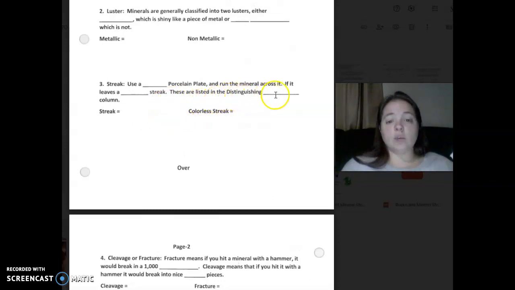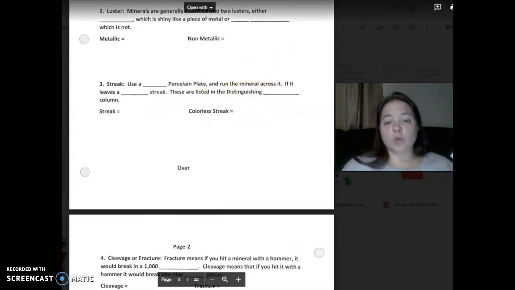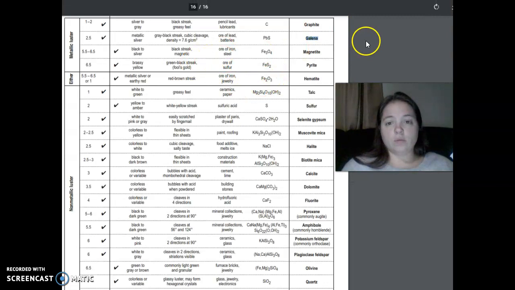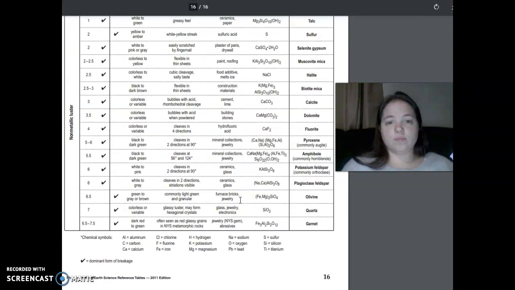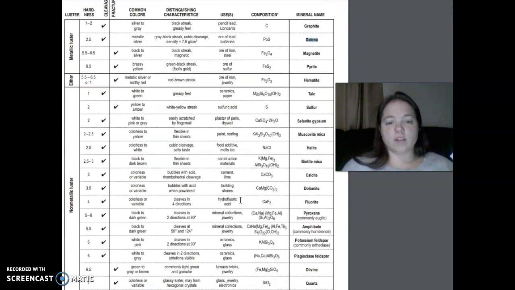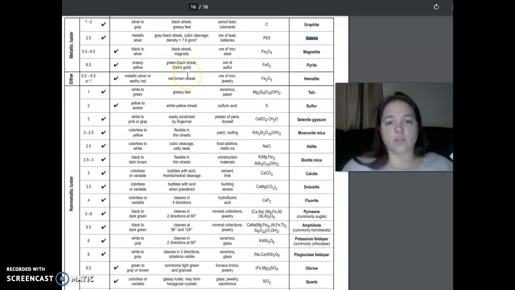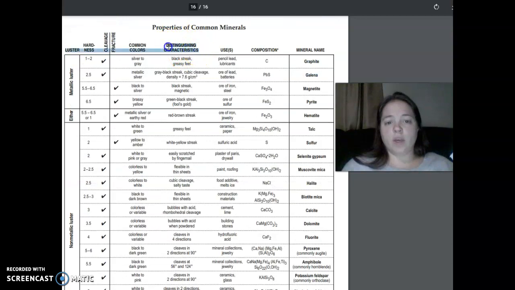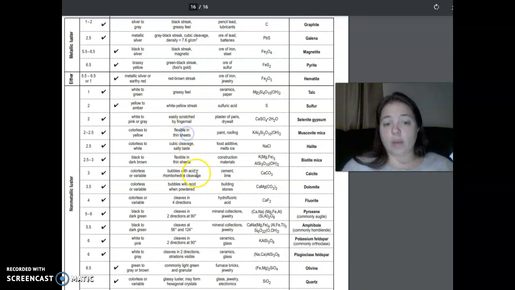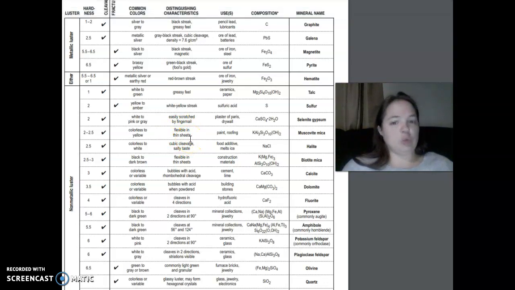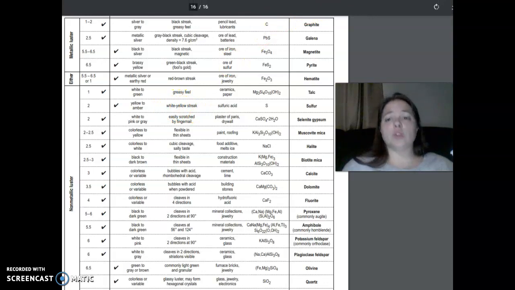These are listed in the distinguishing characteristics column. Okay, so this column right here, distinguishing characteristics, it'll tell you what type of streak they may or may not have. If it doesn't say it has a streak, there's no streak. So right here it says flexible and thin sheets. That means there's no streak. But look right here, yellow to white streak. And so that's what you'd be looking for.